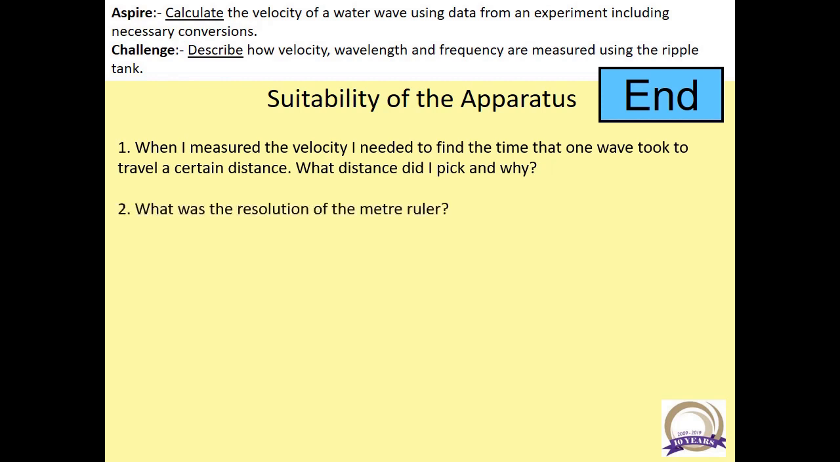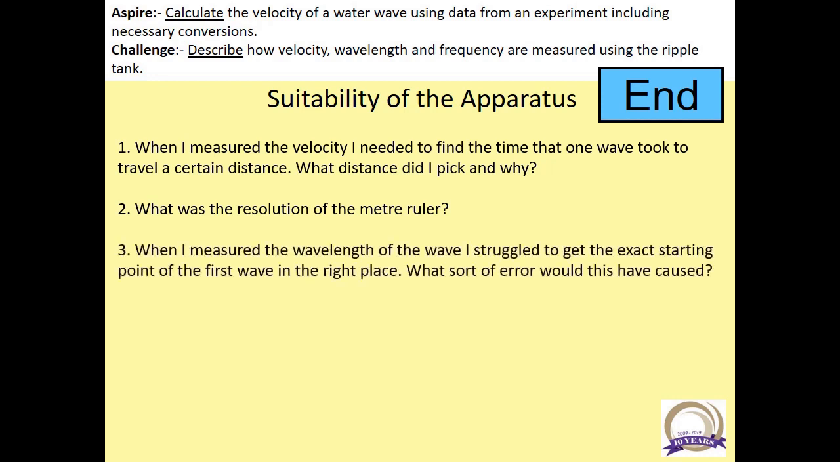Question 2 then. I'm not going to give you a specific time for this. Resolution of the meter ruler. I've just mentioned it about 90 seconds ago. It was 1 millimetre. So 1 millimetre was the smallest value that it could measure. So when I measured the wavelength, I struggled to get the exact starting point of the wave. So I marked it with a line, and then that was it. What sort of error would this have caused?